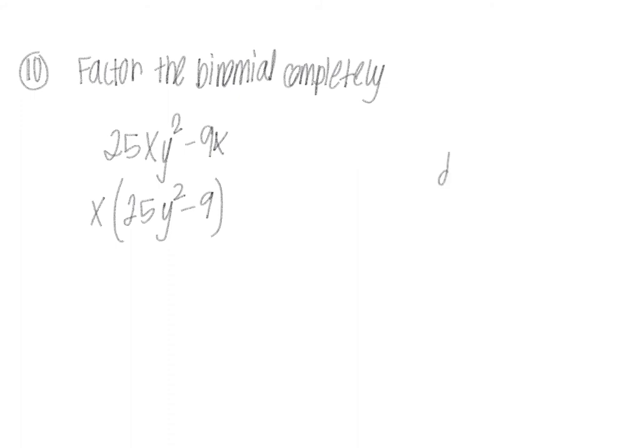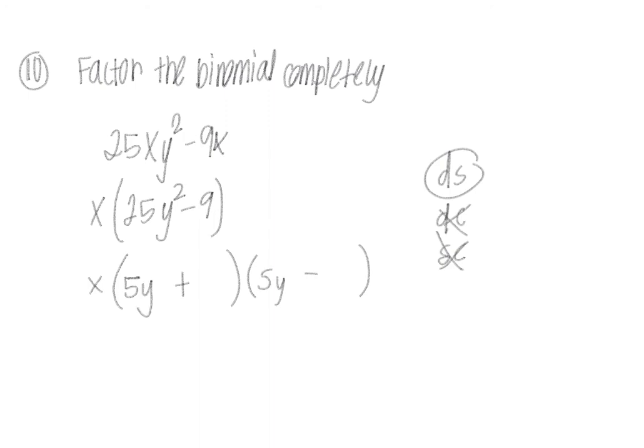We have 3 formulas for that: a difference of squares, difference of cubes, and a sum of cubes. Is this a difference or a sum? It's a difference. Difference of squares, right? Because these aren't cubes. That formula goes a squared minus b squared equals a plus b, a minus b. So to set myself up for success, I'll write my signs down. Take the square root of 25 and y squared, which makes it 5y, and the square root of 9, a 3.